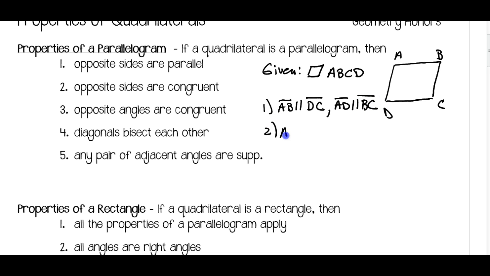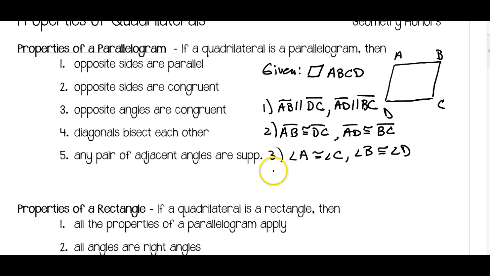And then we would also know that these are congruent. AB is congruent to DC, and AD is congruent to BC. So that's number 2. Opposite angles are congruent. So number 3, I would have angle A congruent to angle C, and angle B congruent to angle D. And then number 4, any pair of adjacent angles are supplementary.